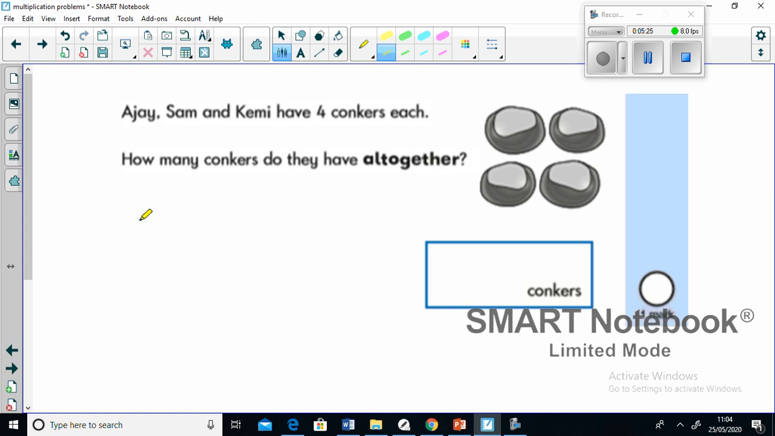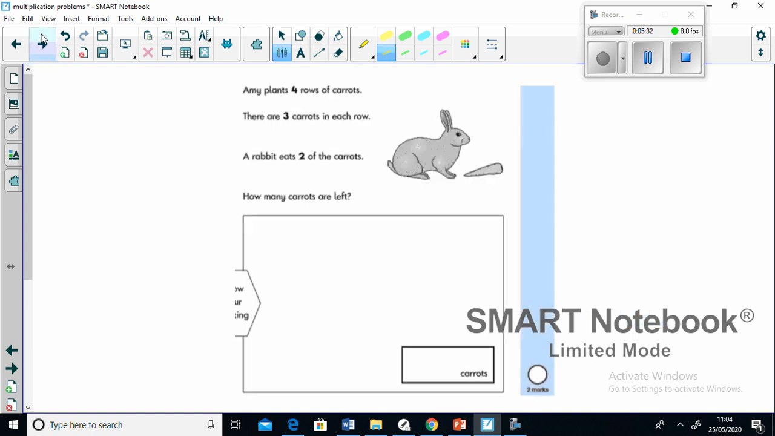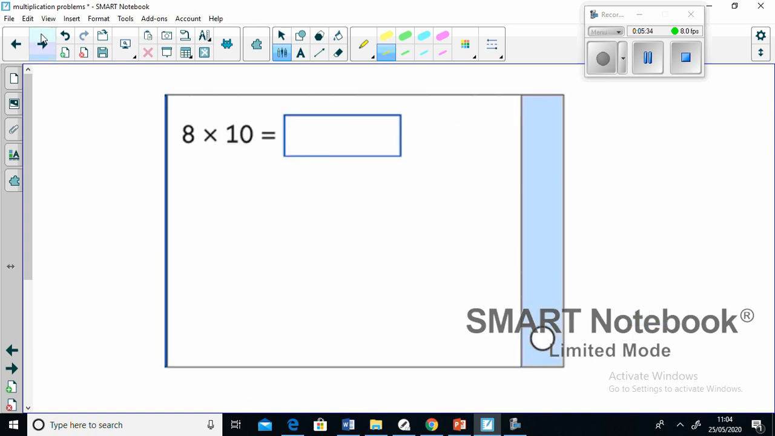Okay? That sorting method is a really simple method when the factors are small. The problem is, when the factors get big, we can't rely on that method anymore. Okay? We can't be drawing 8 sorting circles and putting 10 dots in each. It's going to take forever, and we're more likely to make a mistake. A much better method would be to think of this as 8 groups of 10.